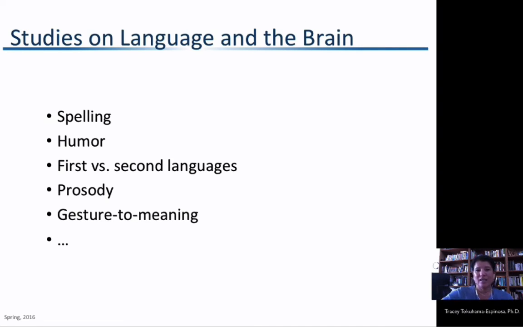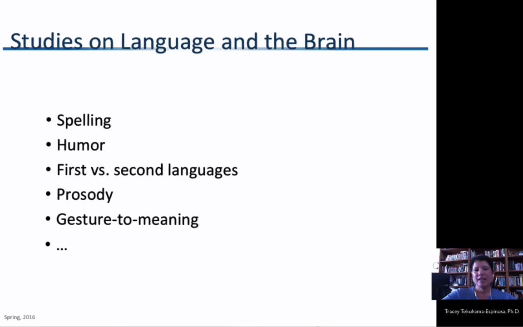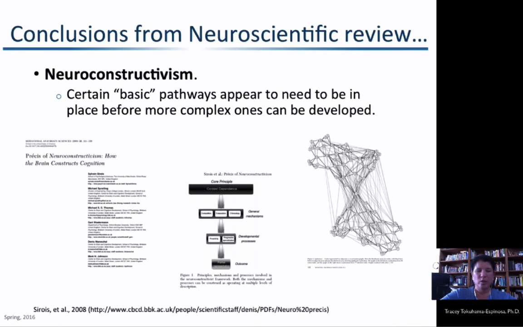There are tons of these studies on language in the brain, which helps us come to two big conclusions. One is that it's not simple. It's not that reading in your brain is in one space, right? We now know that there are multiple. There's at least 16 different neural networks with various pathways related to that. But the second big idea has to do with neuroconstructivism, that some of these pathways have to be in place before higher order pathways can actually occur.